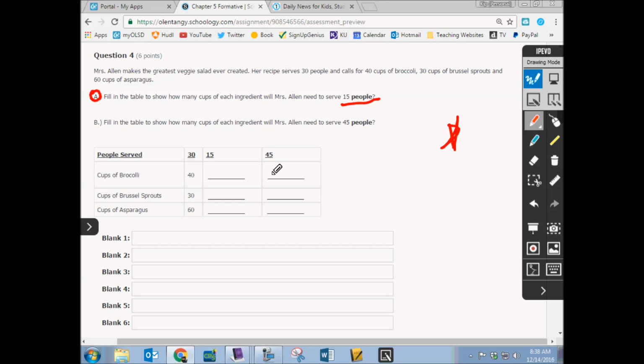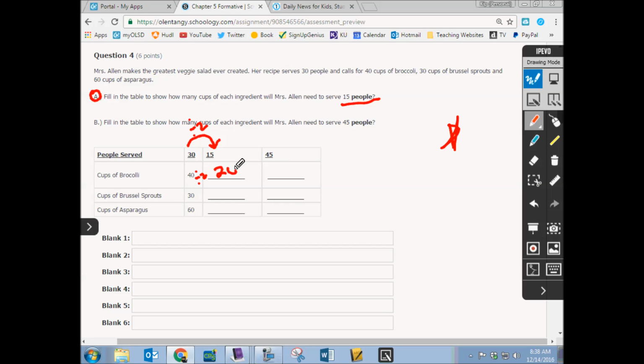Right? Yeah. So I basically created this so that you could easily say, okay, what am I doing to go from 30 people to 15 people, Kylie? Dividing it by 2. So if I'm dividing my number of people by 2, I don't need to make it for 30 people. If I'm dividing my people by 2, what do I need to do to all my ingredients? So that's what we're going to do to all of our ingredients, right, guys?